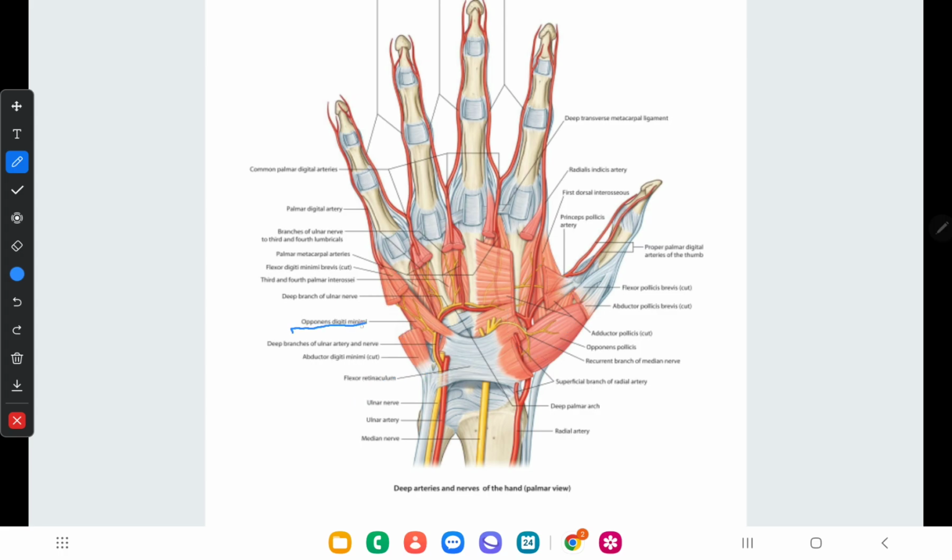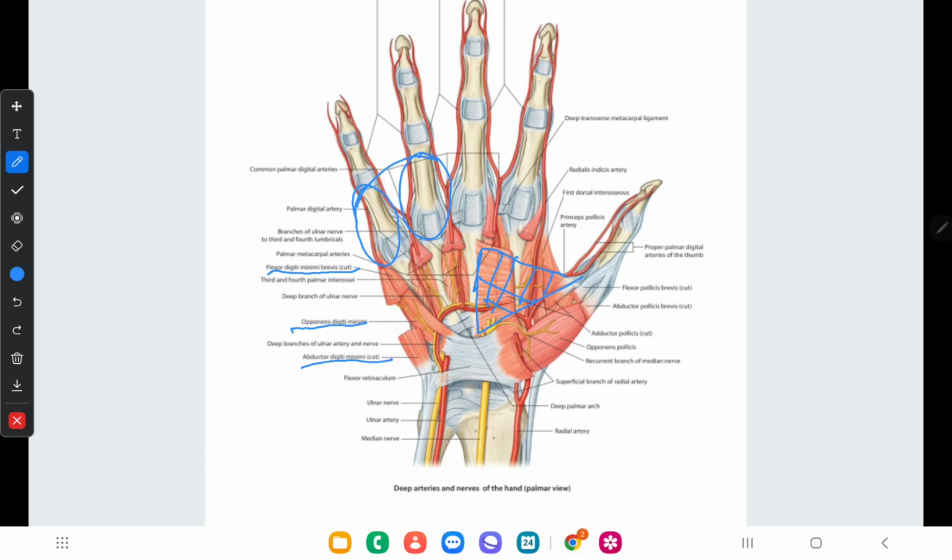They are opponens digiti minimi, abductor digiti minimi, and flexor digiti minimi brevis. Here, these are the three hypothenar eminence muscles. And also it supplies the lumbricals. Those lumbricals are only the medial two lumbricals which attach to the fifth finger and fourth finger, and the dorsal and palmar interossei muscles, as well as the adductor pollicis muscle.